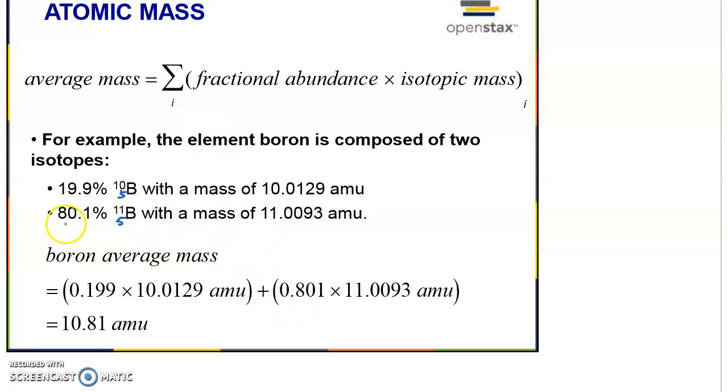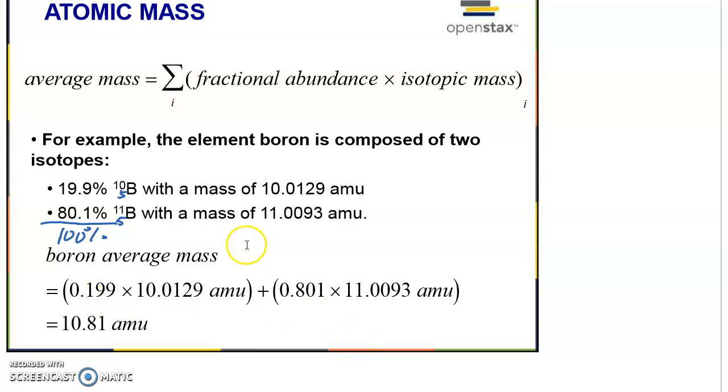Over here, the fractional abundance, or the percentage, is 80.1%, which is the same as 0.801. Remember, this number cannot be bigger than 1 because all the percentages should add up to 100%. Okay, so that times the atomic mass. So what we get for the average is 10.81 AMU.